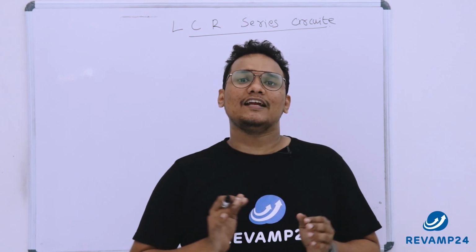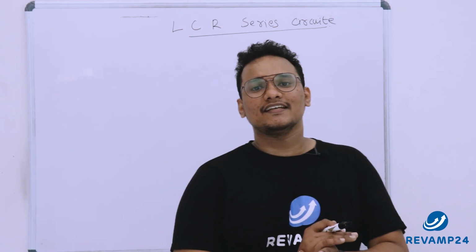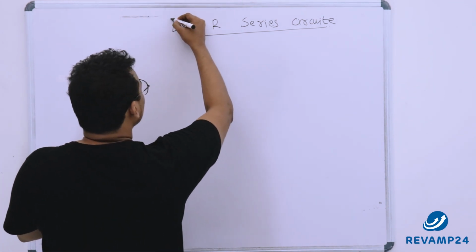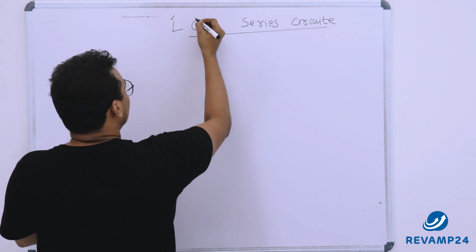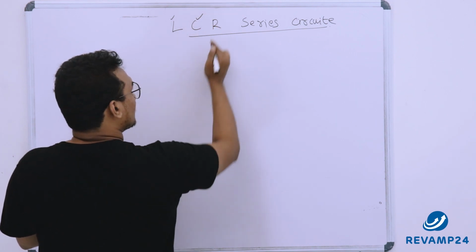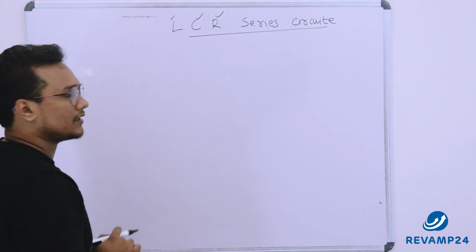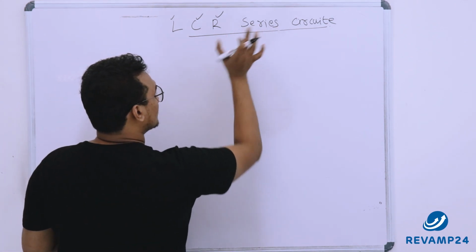In this video, I will explain the LCR series circuit. As the name suggests, we have L, that is inductor, C, that is capacitor, and R, resistance, connected in a circuit. And how is it connected? It is connected in series.